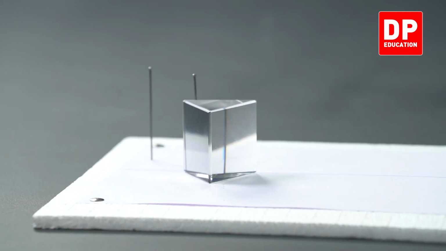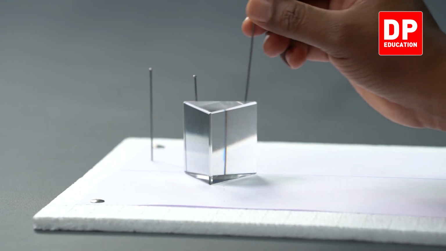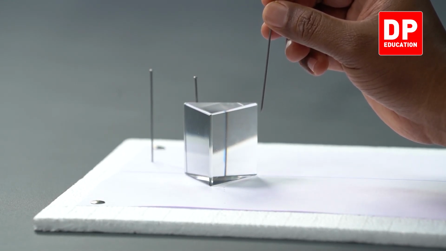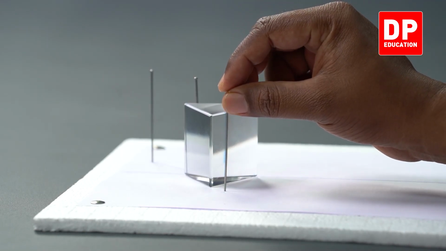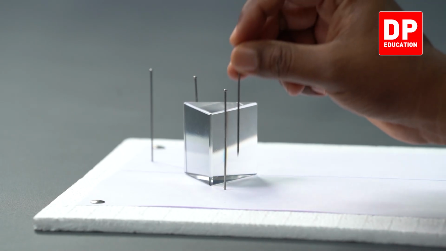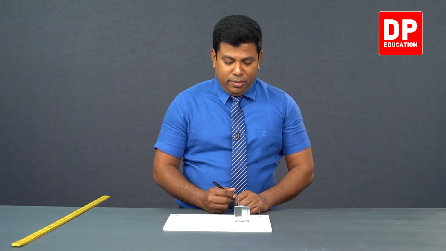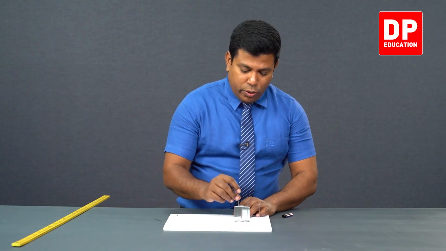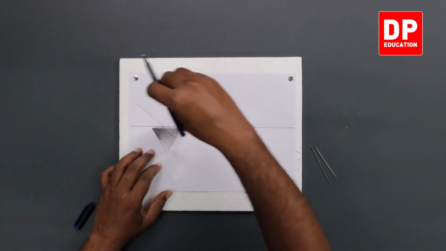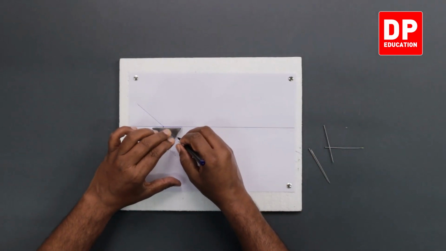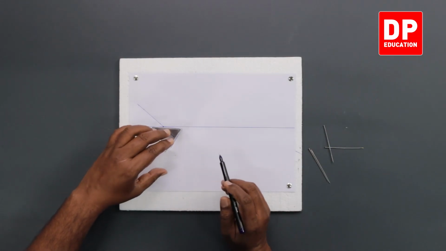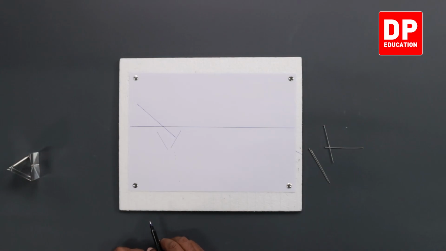And observe the images from the other side of the prism, like we did for the other angles also. Check the 2 images to be in the same line and then fix the pin to be in line with the same images. Fix the second pin also in the same line. Right. Let's remove the pins and draw the borders of the prism. Now we can draw the line of emergence. Make sure you extend the line of emergence until it meets the line of incidence.